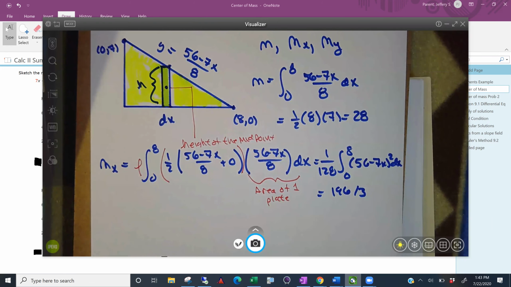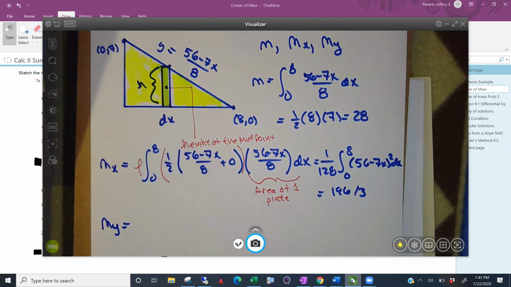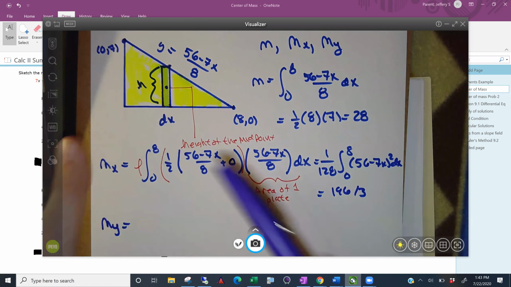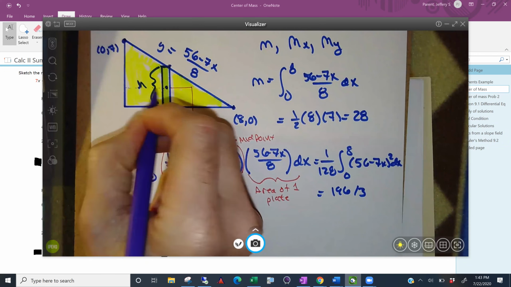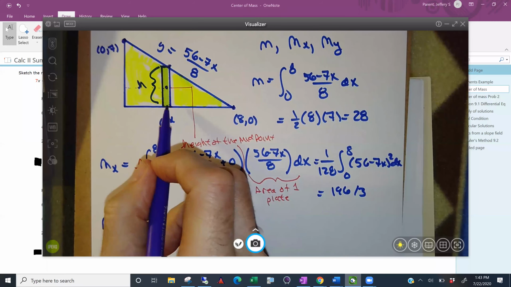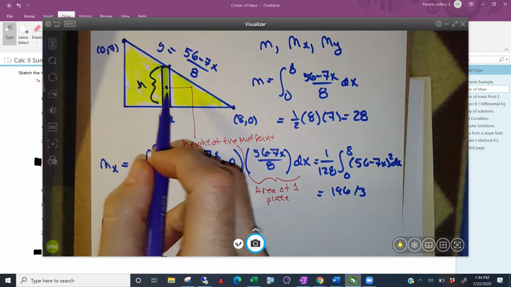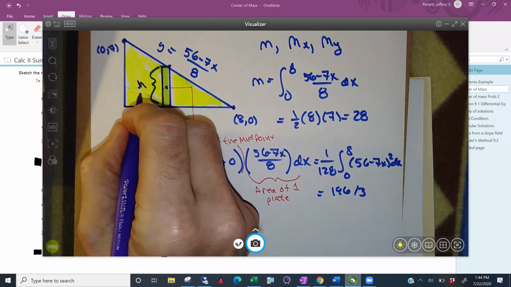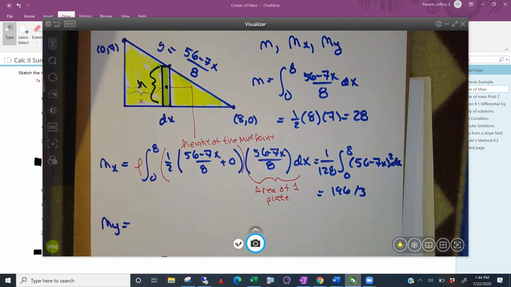Let's do the same thing for m sub y. This is going to be the desire to turn around the y-axis. So we'll start with this distance here. Now the thing about this dx is that what I've drawn is really a gross exaggeration of dx. Dx is an infinitely thin slice, and you don't have to do any averaging. Its distance is just x. So we'll keep that in mind as we calculate m sub y.